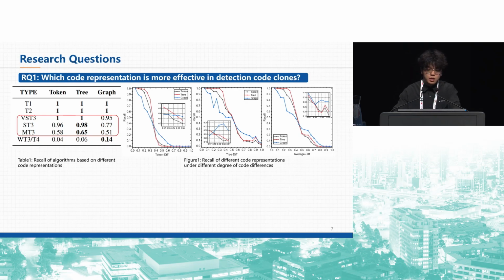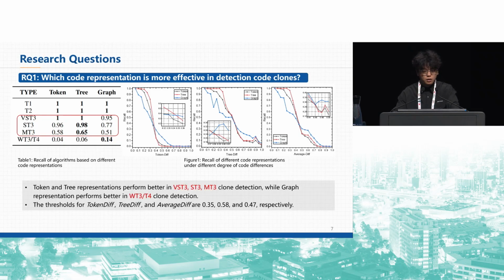The results show that token and tree representations perform better in very strongly type 3 and moderately type 3 clone detection, while graph representation performs better in weakly type 3 or type 4 clone detection. This is because the graph retains more semantic information in the code, but at the same time, the tiny addition or deletion of method calls will also have a great impact on it.